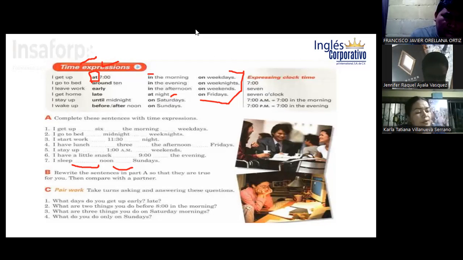Yes, yeah, somebody has a raised hand. Yes. Coach. Hi. Yo quisiera saber si nos puede dar más ejemplos donde vayan at. Of course, I can do that.